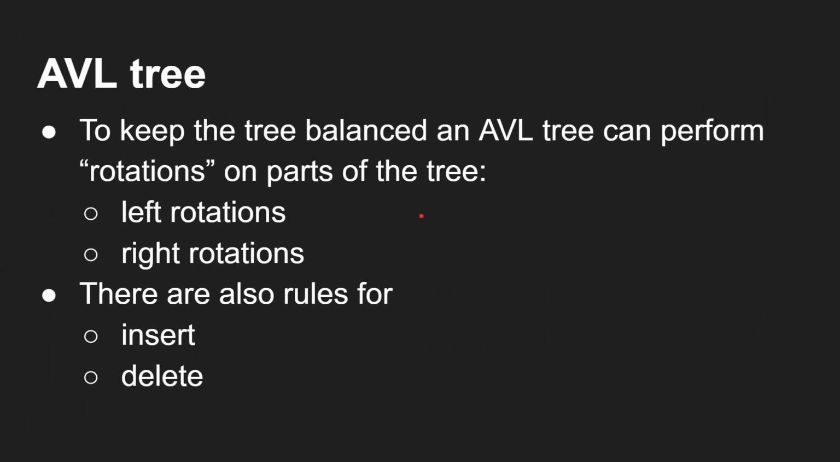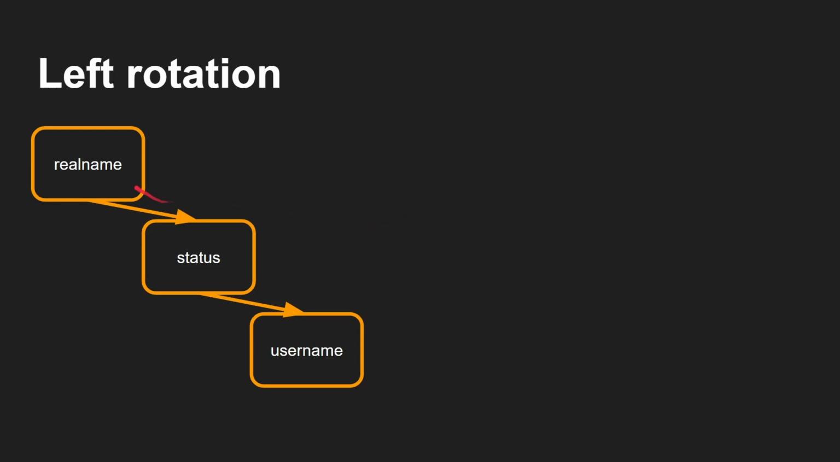To keep the tree balanced, an AVL tree can perform rotations on part of the trees, and we'll talk about this in a moment. Left rotations and right rotations, and then of course there are also rules for insert and delete. So let's have a look at a left rotation. Here I've got 3 things. They're in the right order: real name, status, username. Okay, but that's not balanced because it's all down to the right hand side.